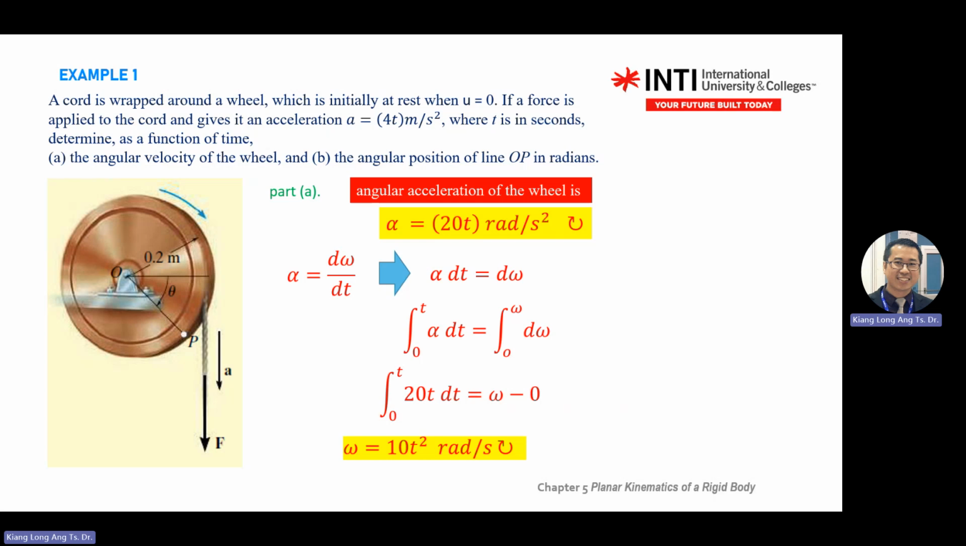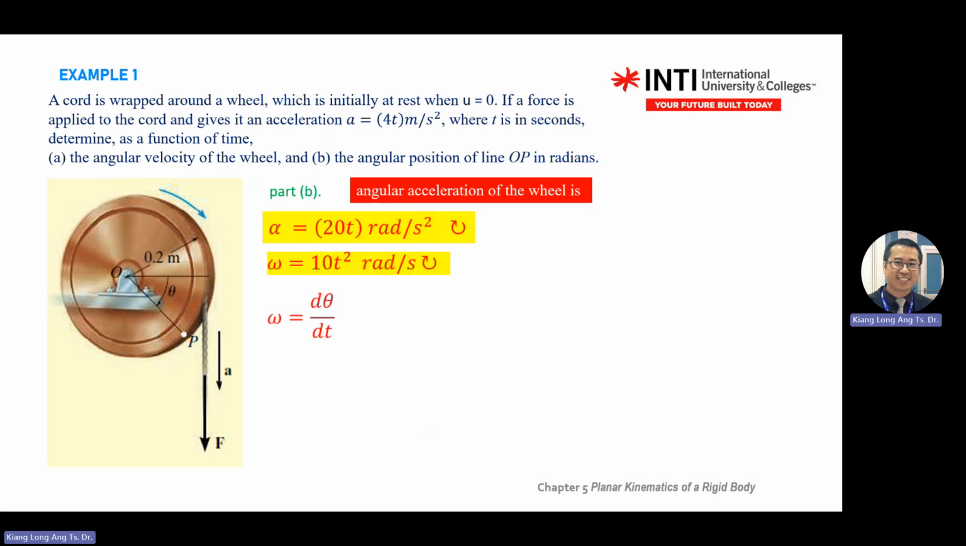Remember the unit. The unit is not meter per second, it's in radian per second. This is the difference between particles and rigid body. Particles are always in SI units, meter, second. But when you switch into rigid body, you're looking at radian per second, or radian per second squared, and so on.